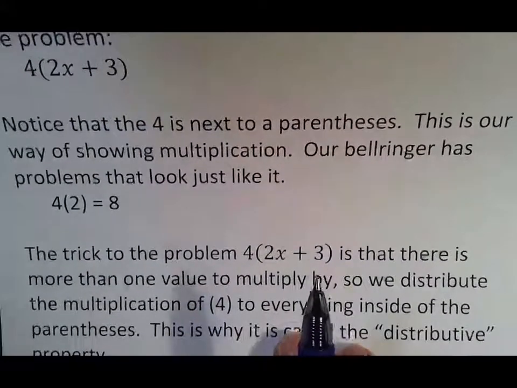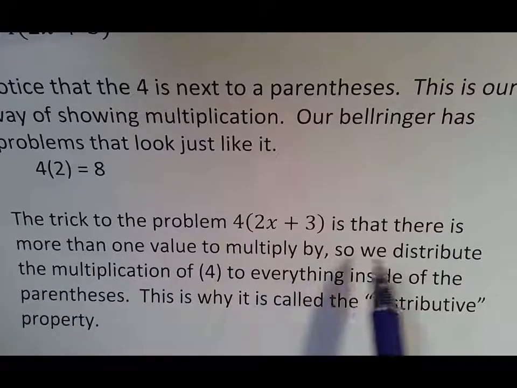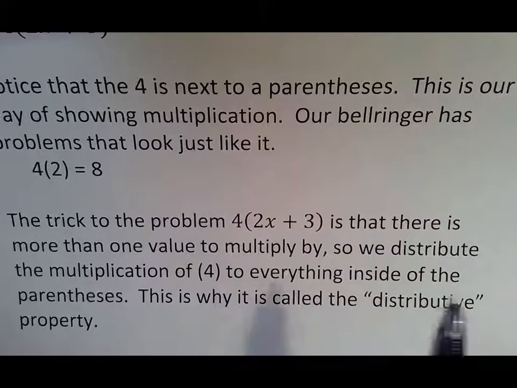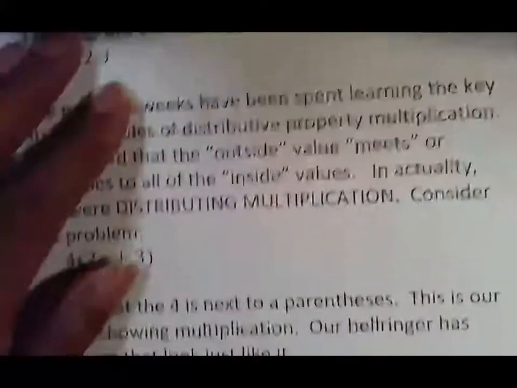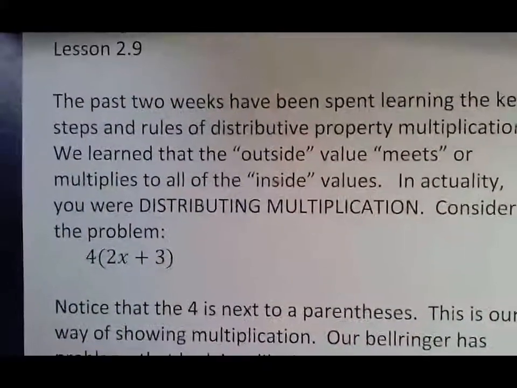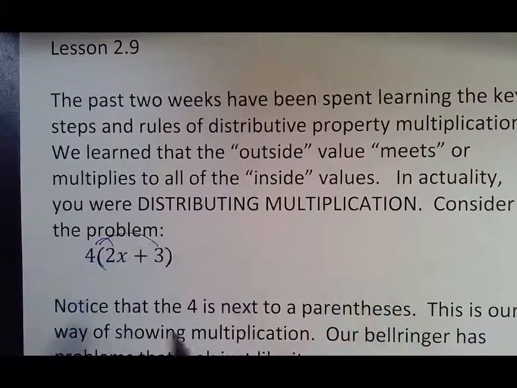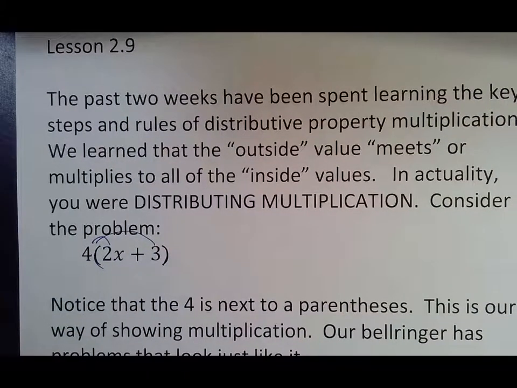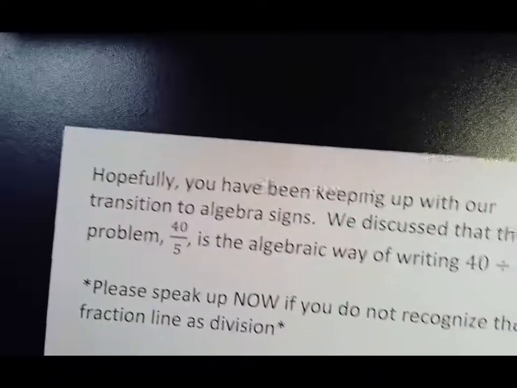So the trick to this is that there is more than one value to multiply by, so we distribute the multiplication of 4 to everything inside. That's why it's called distributive property. And so you can also distribute division. So again, looking at that to make sure you understand, this is 4 times both of these, and so you're distributing that 4 to both of them. That is pretty much what it is. So today we're actually going to look at distributing division.